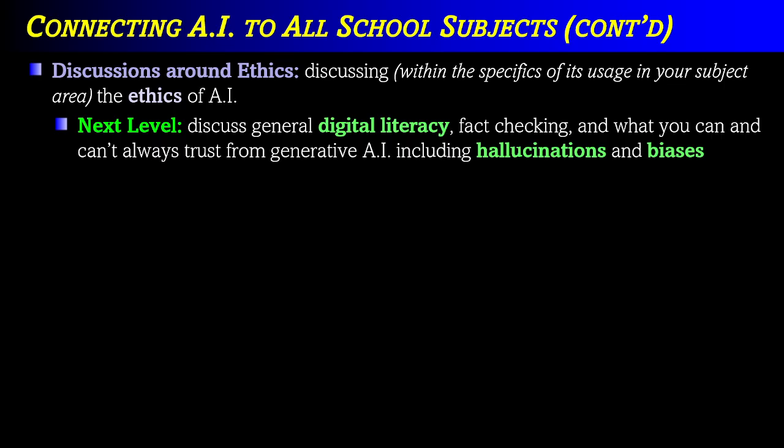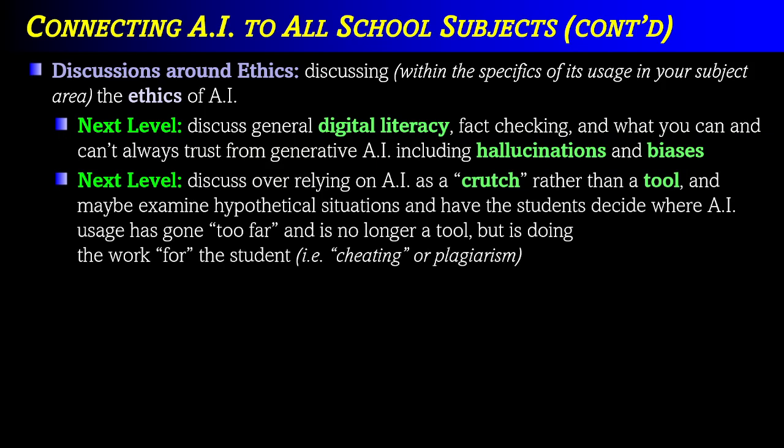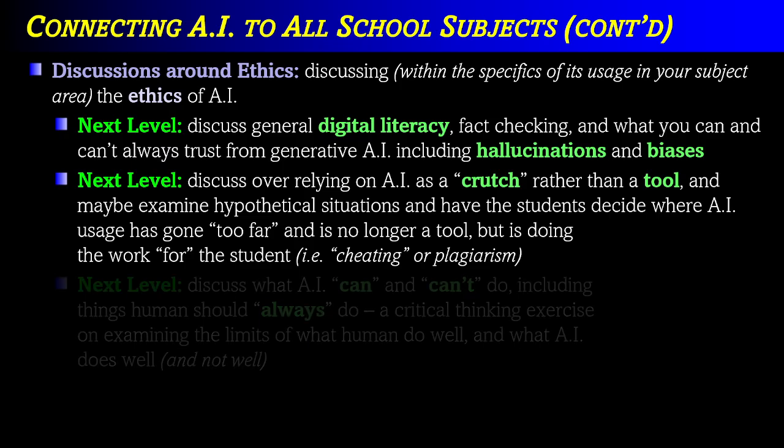From that next level, you could discuss even a broader discussion on digital literacy as a whole and fact checking what you can and can't trust from the generative AI, including things like hallucination and bias. You could discuss relying on AI as a crutch rather than a tool, and examine hypothetical situations and have the students decide where AI has gone too far and where it is no longer a tool, but is literally doing the work for the student. It's doing the learning for the student. This could be easily summarized as cheating or plagiarism.